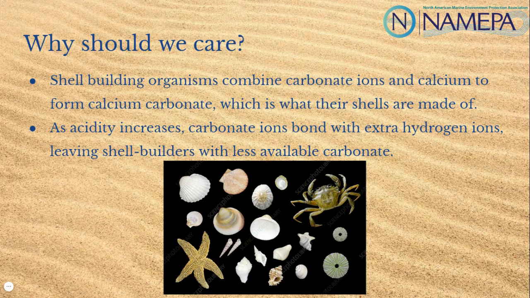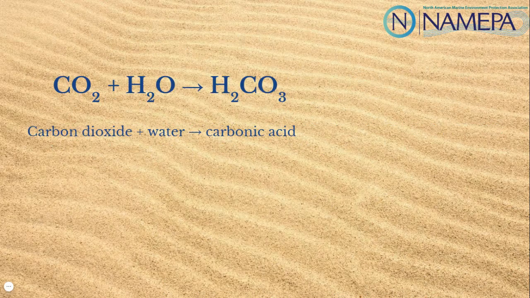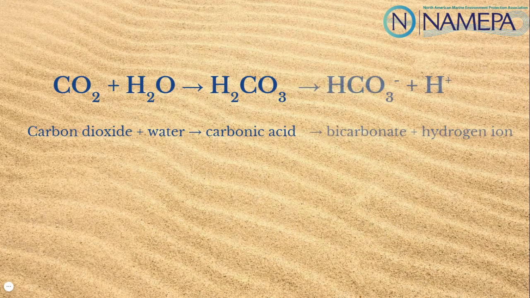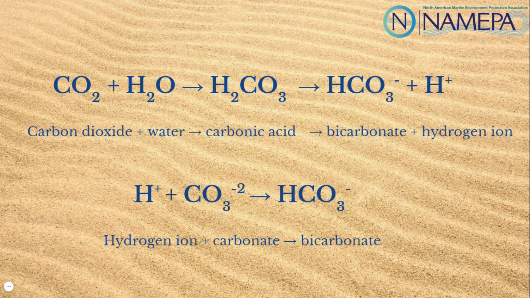Lower pH indicates that more hydrogen ions are present, and these hydrogen ions bond with carbonate to form bicarbonate ions, which shell builders can't use. If you're wondering where exactly these hydrogen ions come from, here's our chemical equation from earlier. So we have carbonic acid, and then that naturally becomes bicarbonate and a free-floating hydrogen ion. Those hydrogen ions then bond with existing carbonate, and they form bicarbonate.